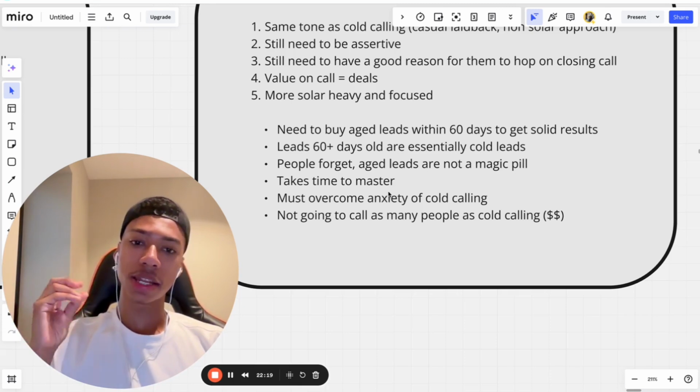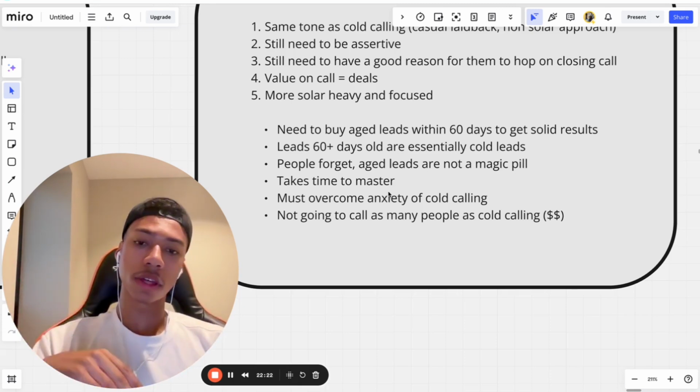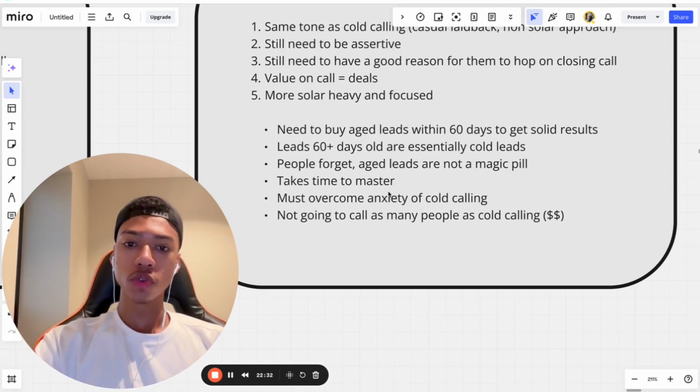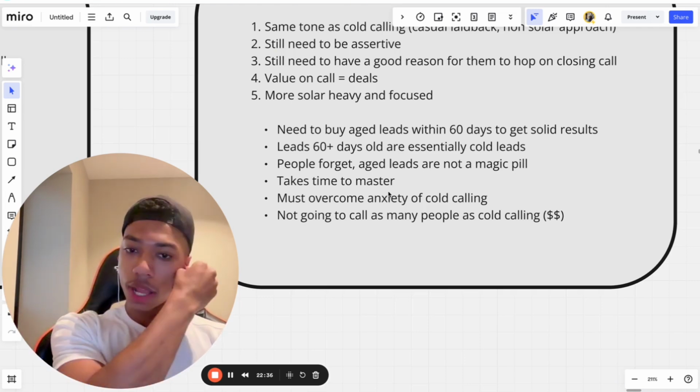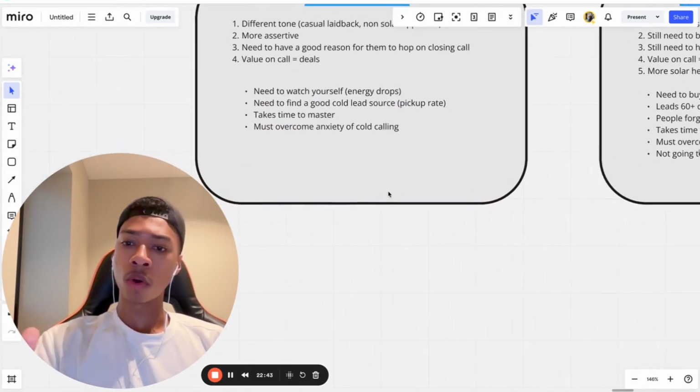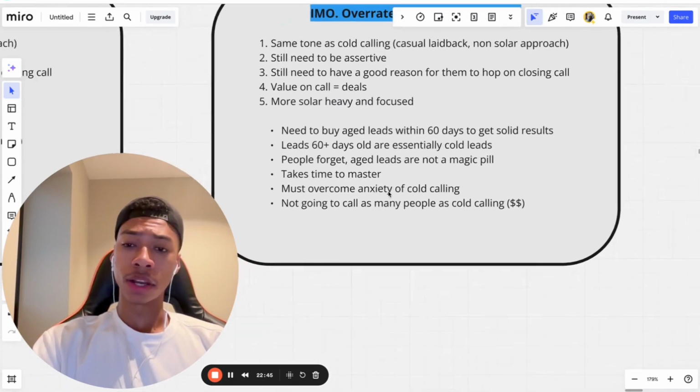It takes practice, and it also takes a little bit of time to master and figure out this stuff. Once again, you still need to overcome your anxiety of cold calling, and you're not going to call as many people as with cold calling. That's one thing that's worth noting as well: because of the amount that aged leads cost, chances are you're not going to call as many people as with cold calling, simply because of the amount of money it costs.